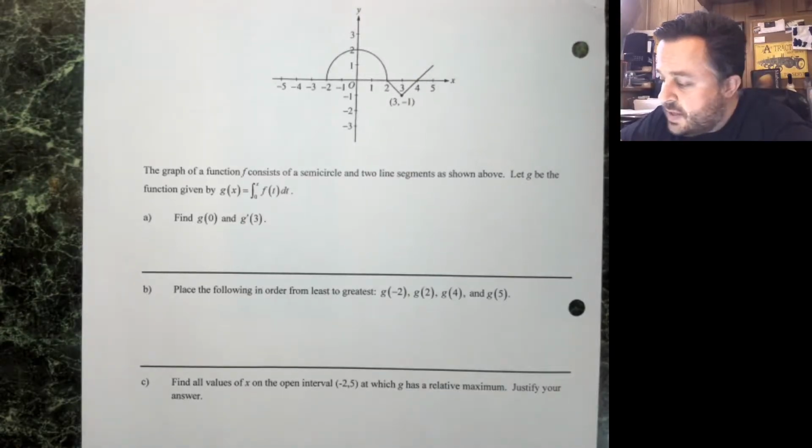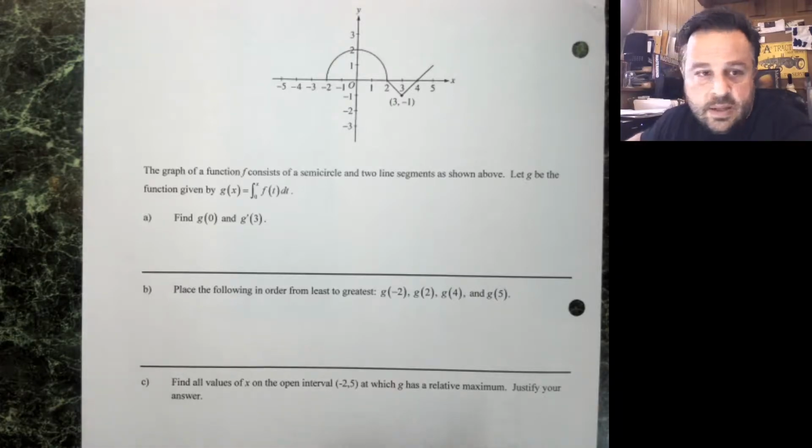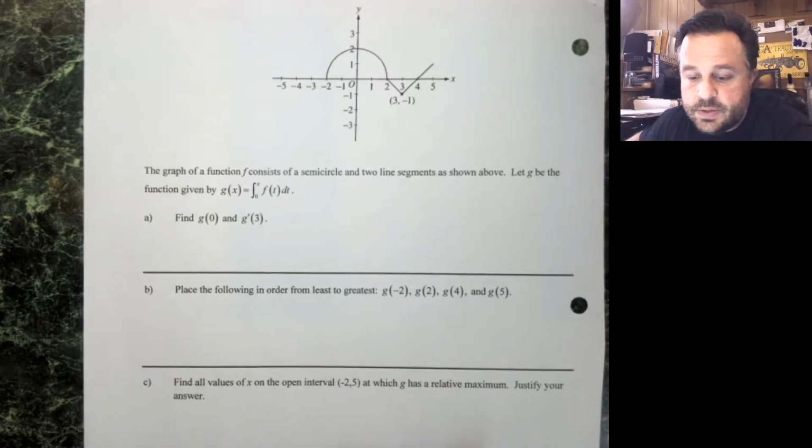Right, this is part 7 of the accumulating functions and the fundamental theorem of calculus. This is a pretty lengthy FRQ. Lots of work involved here, so we'll jump right into it.